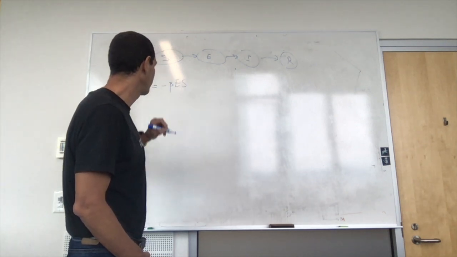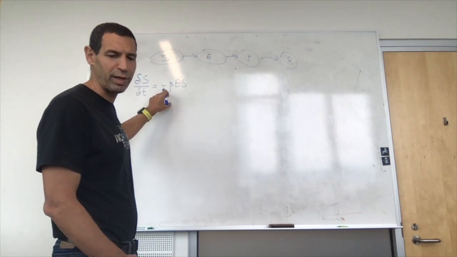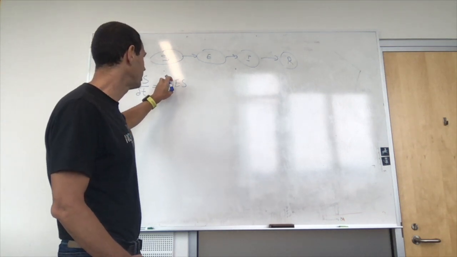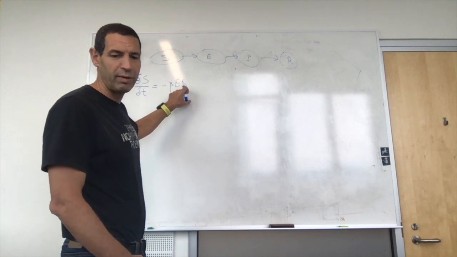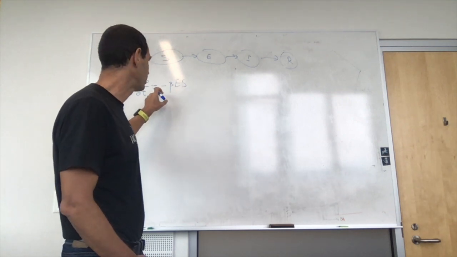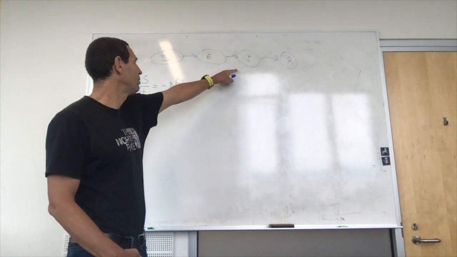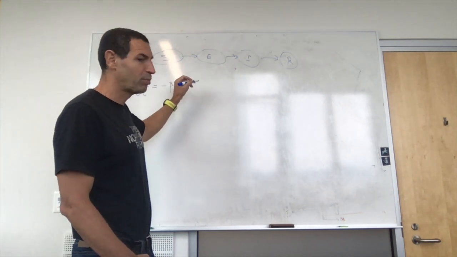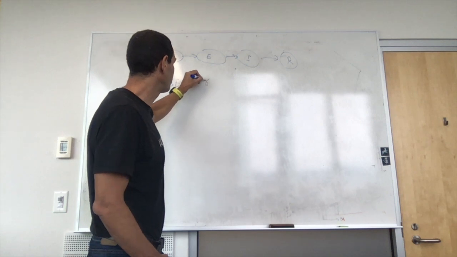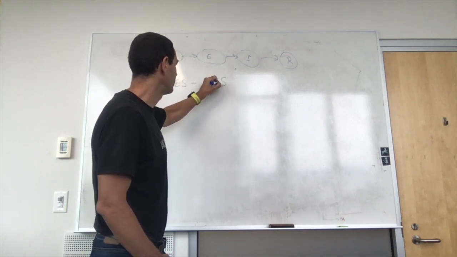The parameter beta tells us the rate of interaction. If there's a big interaction between the exposed and the susceptible, then this is going to be large, and vice versa. And then we also have the interaction between the infected and the susceptible, and that's going to be another parameter, which is going to be gamma, times infected and susceptible.